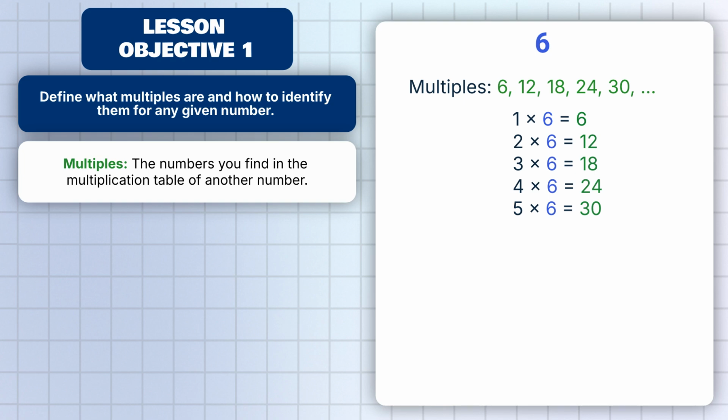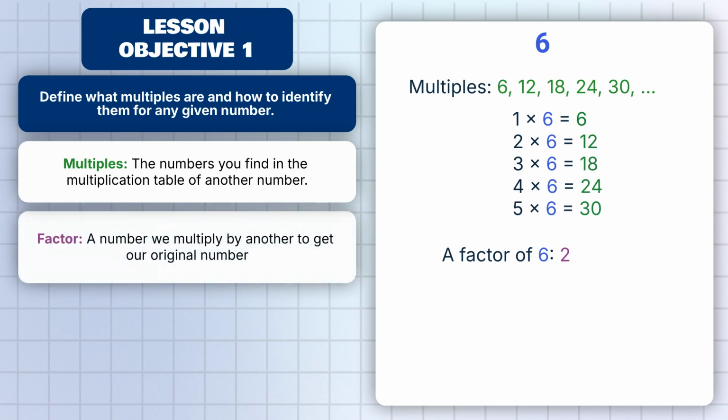Let's now look at the relationship between multiples and factors. If a number, such as 6, is a multiple of another number, such as 2, then that other number, 2, is known as a factor of our multiple 6. In simpler terms, a factor is a number we multiply by another to get our original number. For example, since 6 equals 2 times 3, both 2 and 3 are factors of 6.